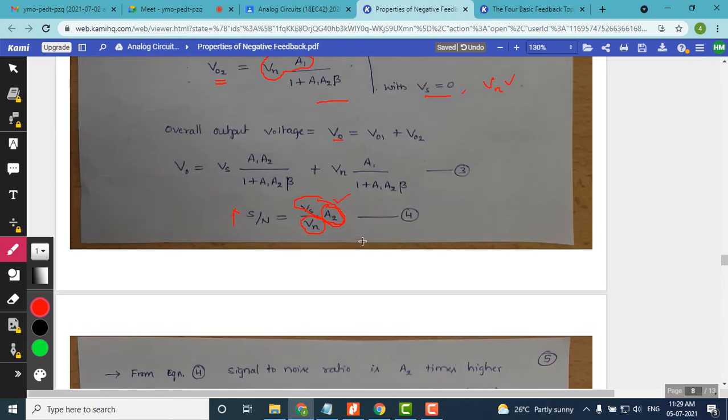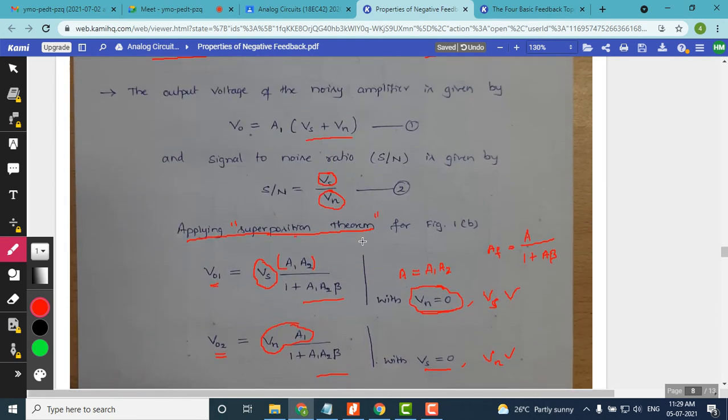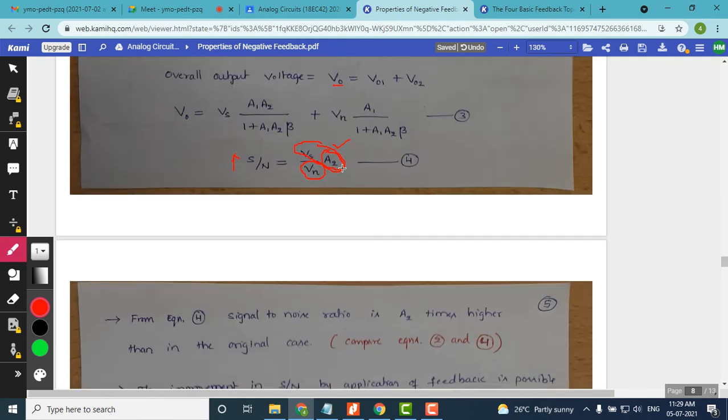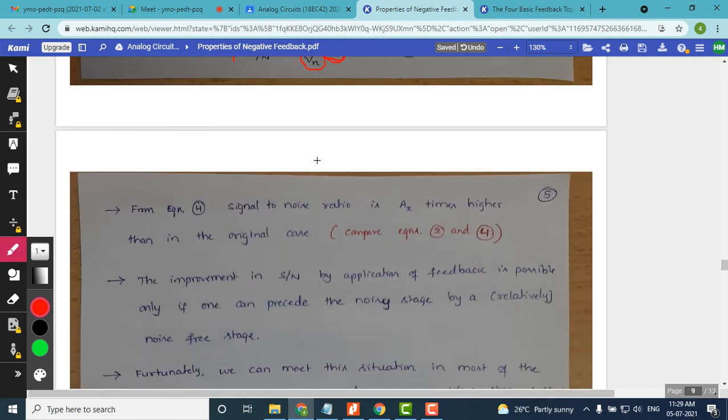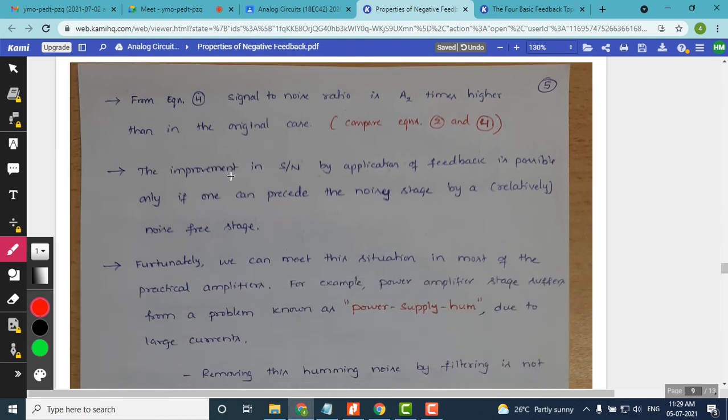When you compare equation 2 and equation 4, this is equation 4, Vs by Vn. Now you can see Vs by Vn gets multiplied with A2, that is the advantage. The improvement in signal to noise ratio by application of feedback is possible only if one can precede the noisy stage by a noise free stage. This is the condition.